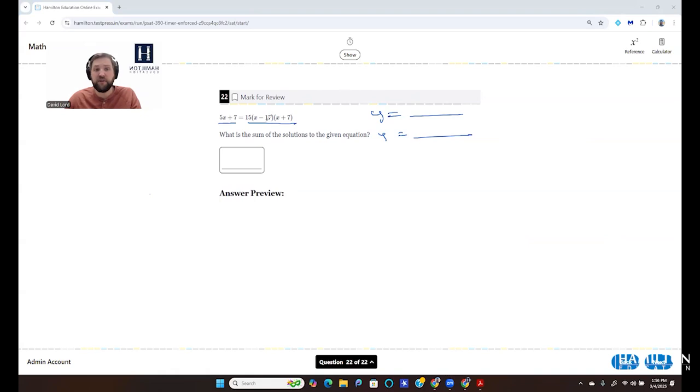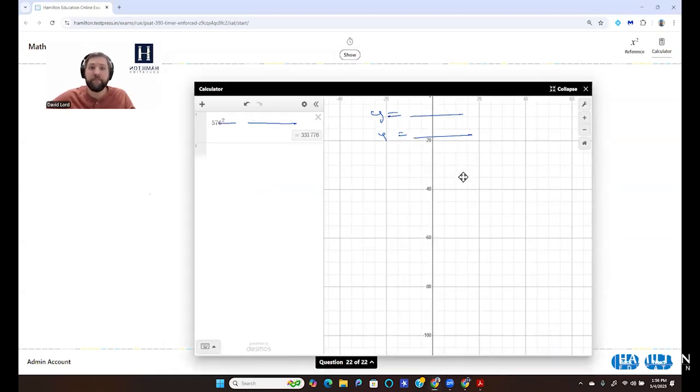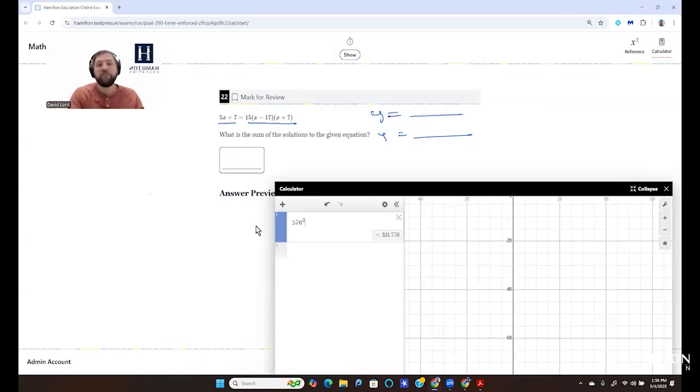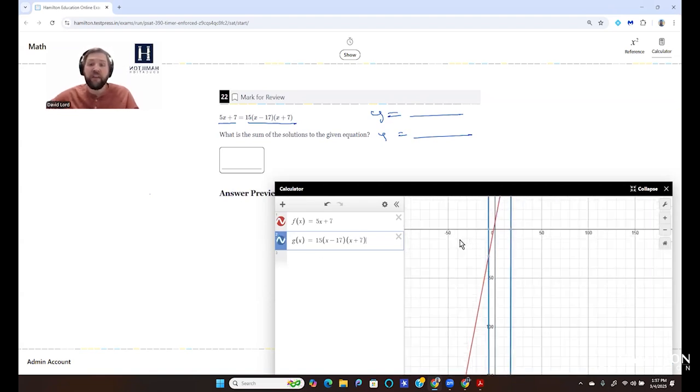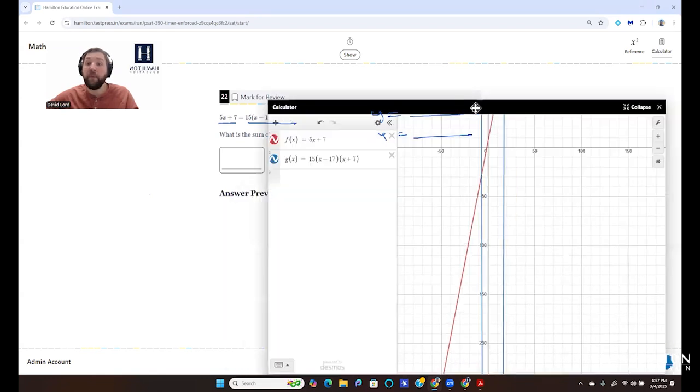Now you could focus on just that alone. There's a lot of tricks you could do here, but one thing you may want to do is graph them on Desmos and find the intersection points. So I'm going to start with that technique. And I like to not just do y equals, but f of x and g of x. So 5x plus 7 is one line, and then g of x is equal to 15 times x minus 17 and x plus 7. All right, and another thing we have to keep in mind is it said find the sum of the solutions.